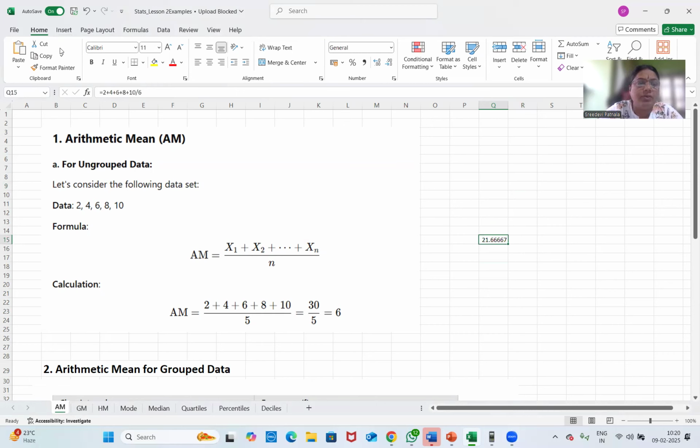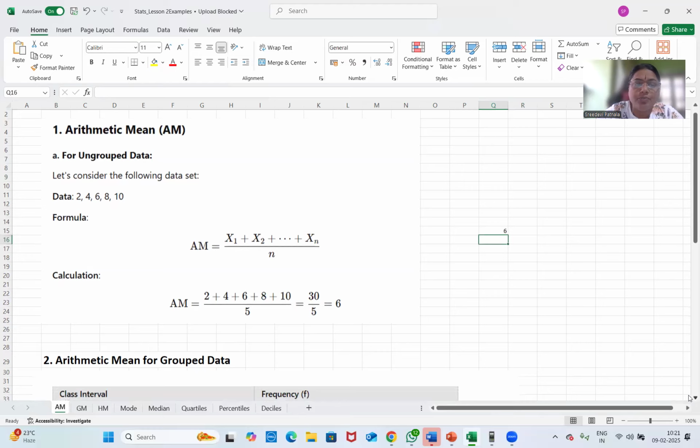You should put it in brackets when you are doing it in Excel. 2 plus 4 plus 6 plus 8 plus 10, that is 30 by 5, which is 6. So this is your value. This is how you calculate the arithmetic mean, and this is for ungrouped data.